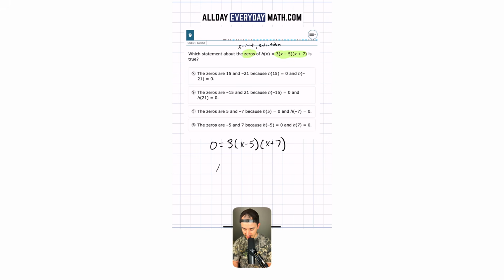So we're going to set x minus 5 equal to 0 and x plus 7 equal to 0. And now we just solve each equation for x. So on the left, we just add 5 on both sides to get x is equal to positive 5. And on the right, we're going to subtract 7 and we'll get x is equal to negative 7. So those are our two zeros, and if we look at our answer choices, only letter C has 5 and negative 7, so letter C is going to be our final answer.